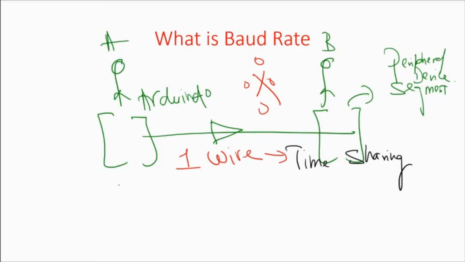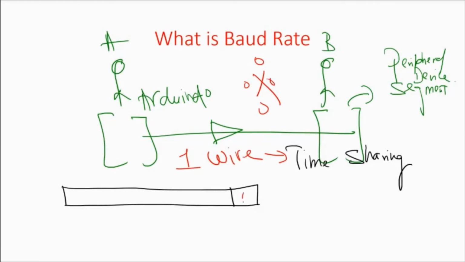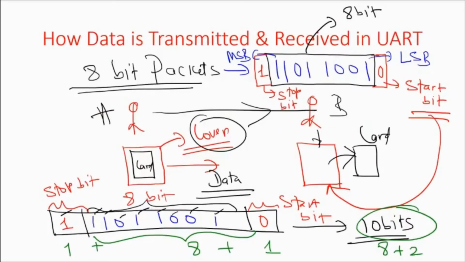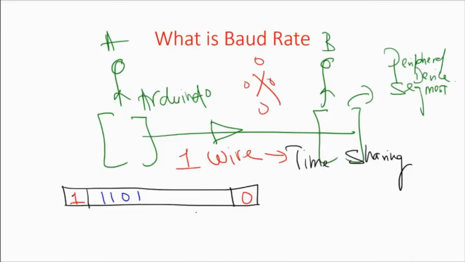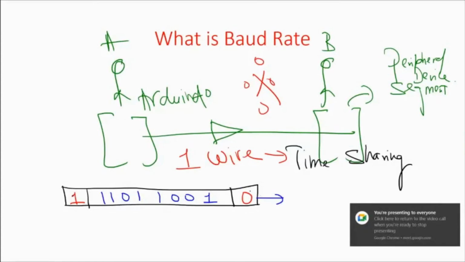What is the data that we are actually supposed to transmit? This 10-bit data I have to transmit. What is this 10-bit data? The first bit is the start bit, which is a 0, and the last bit is a 1. In between I have 8-bit information, 1101 and then 1001. So totally 10 bits I have to send. How are these 10 bits transmitted? First, this 0 is transmitted. What does this 0 mean?